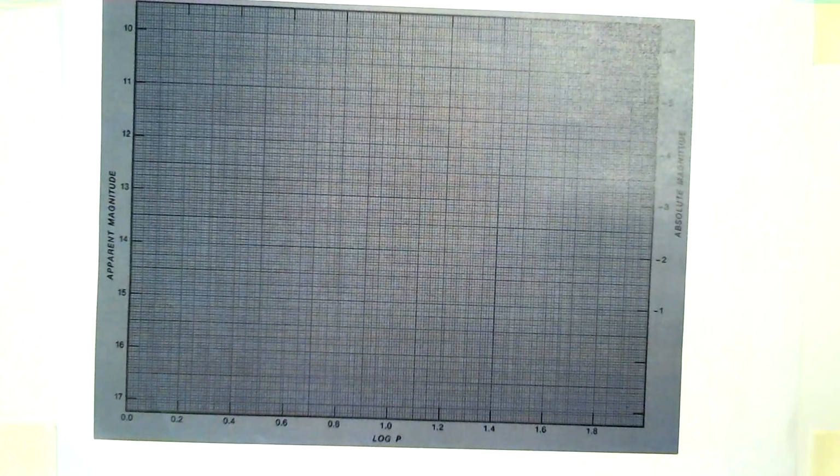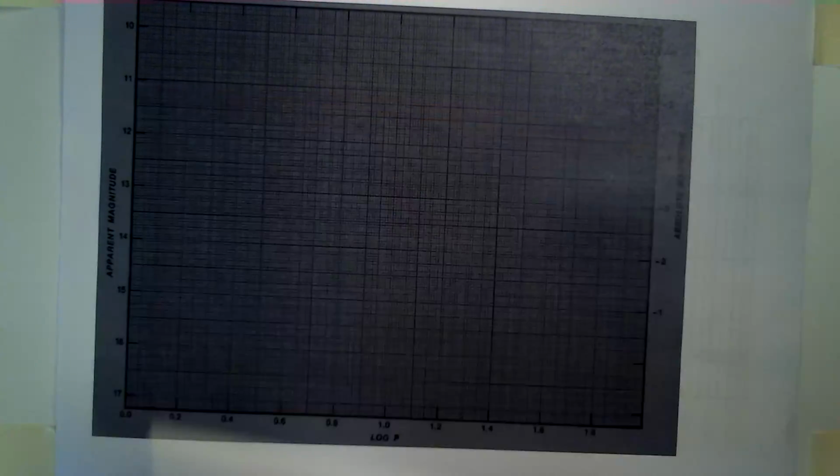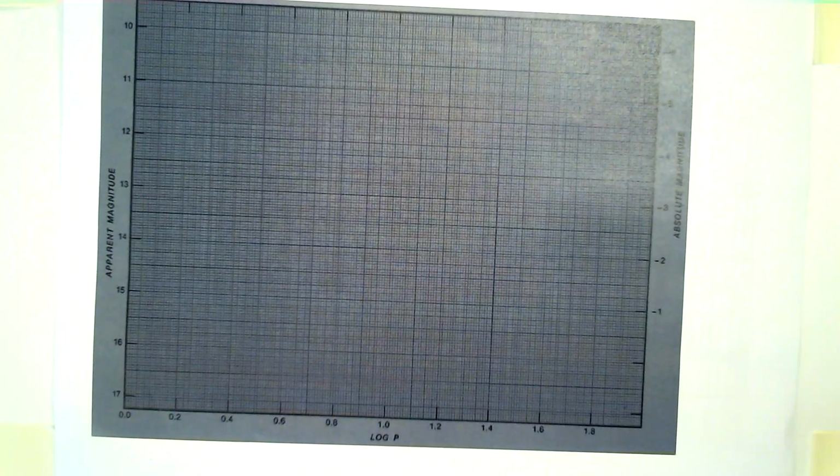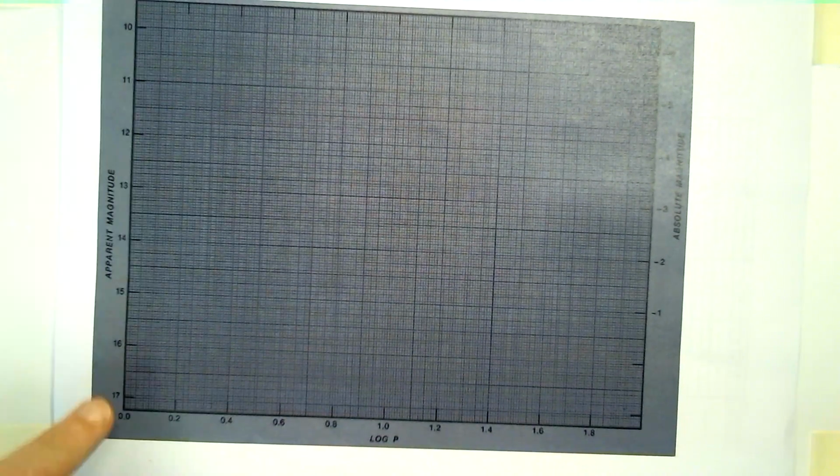or you can do what I have done and use your own graph paper. So bear in mind that when you make your own graph on your own graph paper, you should make the graph look exactly the same as the one provided in the assignment.